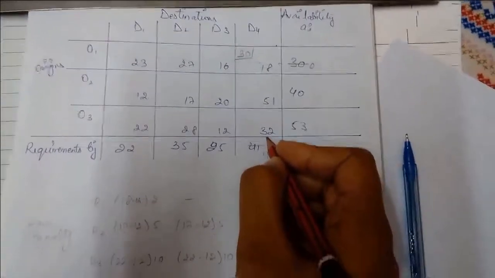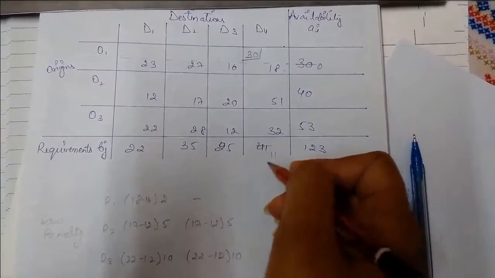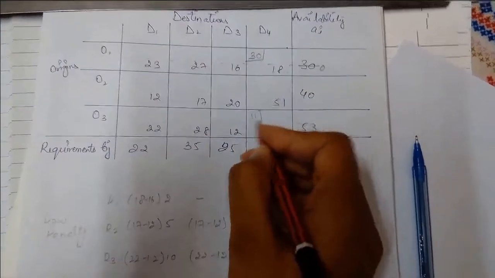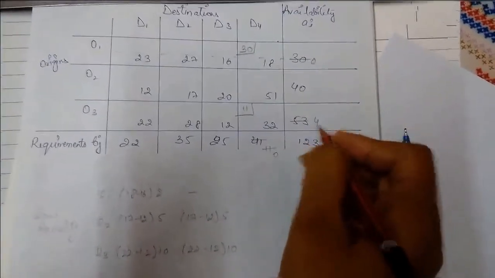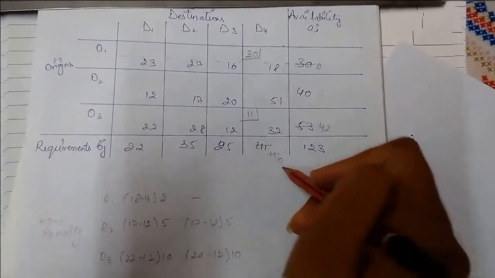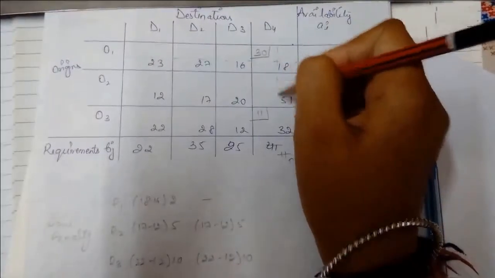We have requirement of 11 and availability 53, so we will allocate this 11 here and subtract it from this 53. So now this column has become 0, so we'll eliminate this also, and we will calculate the penalties again, starting from the first row. We will leave this row 1. Then from the second row, we will leave this column also.